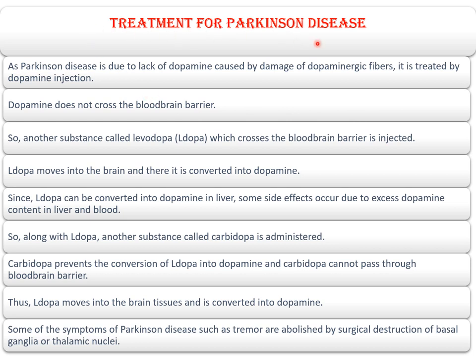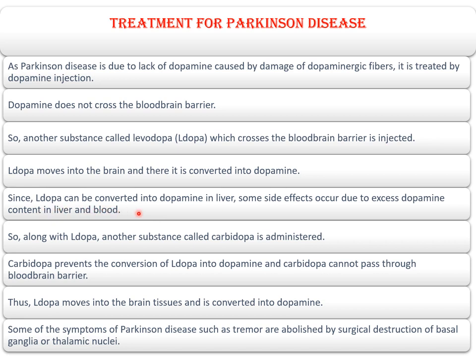Then the treatment for Parkinson's disease. So, Parkinson's disease is due to lack of dopamine caused by damage of dopaminergic fibers, and it could be treated by dopamine injection. But dopamine does not cross the blood-brain barrier. So, another substance called levodopa, which crosses the blood-brain barrier, is injected. L-dopa moves into the brain and it is converted into dopamine.